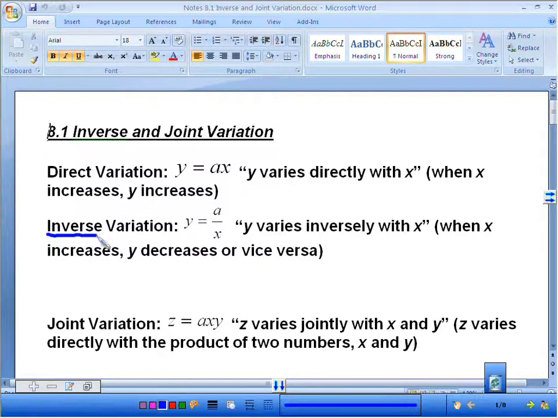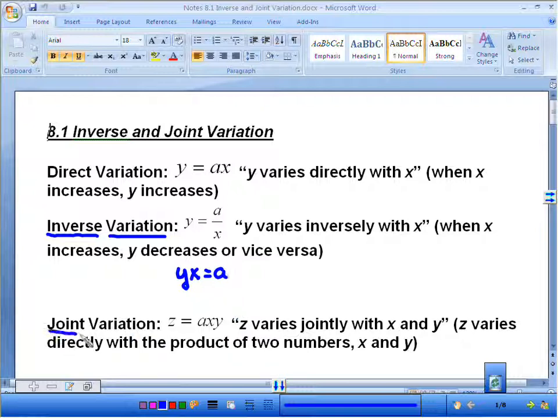Inverse variation looks a little different. Now we've got y equals a over x. Y varies inversely with x. We could also say y times x equals our constant of variation.